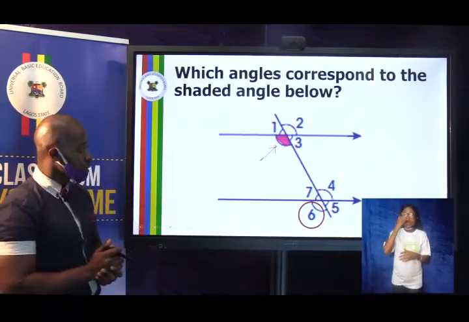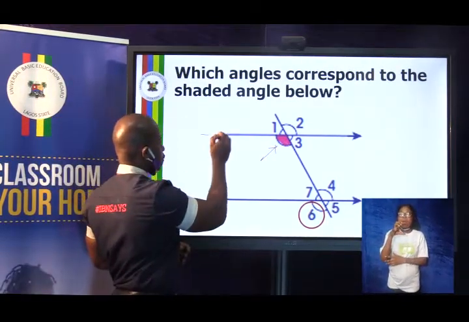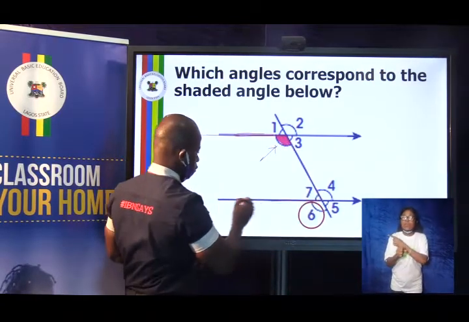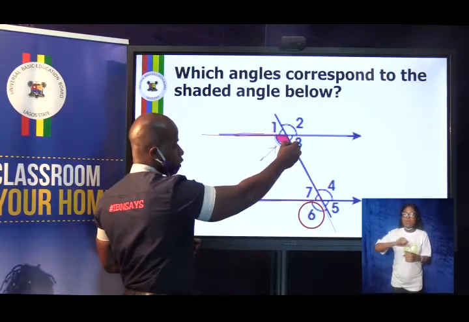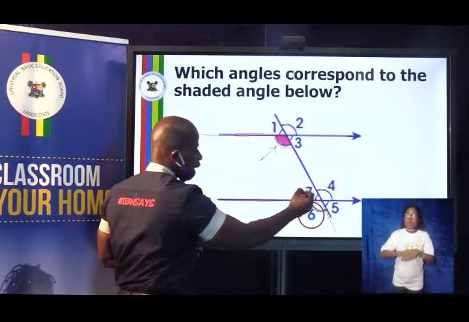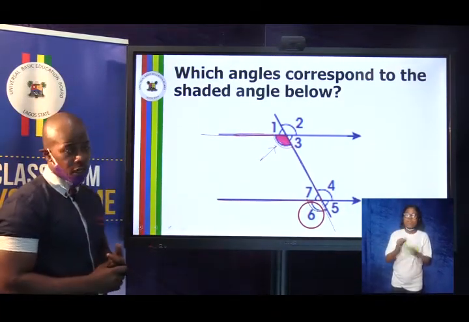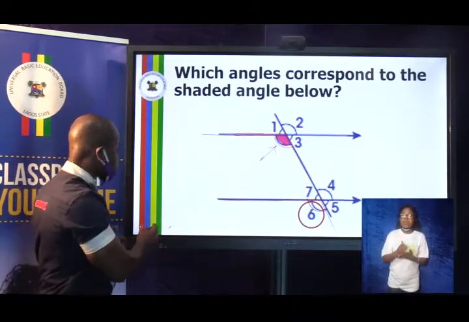The angle is angle 6. And why is that? Because this is our F. So if we draw an angle below on the first line or on the first level, then the corresponding angle has to be below on the second level. So 6 is the correct one. If you did not get that one right, perhaps you will get the next one.